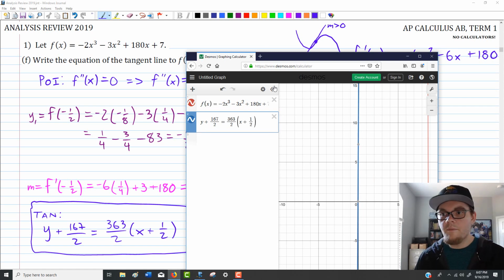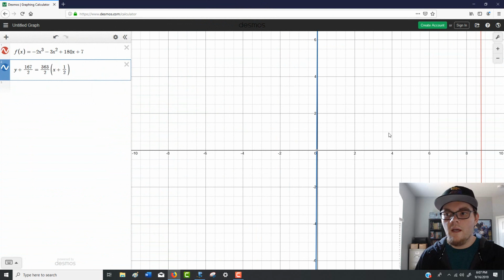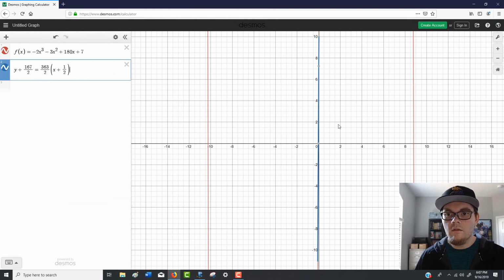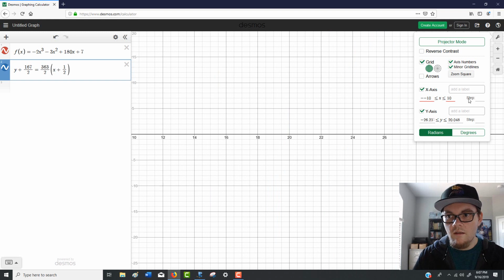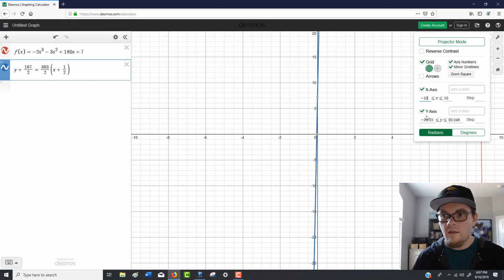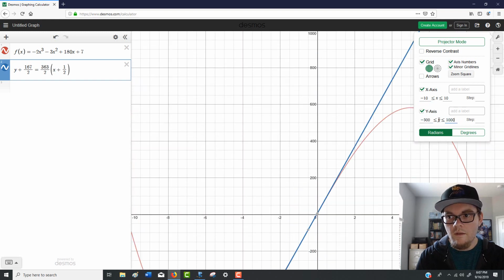Now let's see. So now this picture looks terrible. Let's see what we got here. Can we tell anything? We cannot. So let's see if we can make this thing bigger. Okay, we know where those mins and maxes are. Let's go negative 10, 10. Okay, we got that. 300, 1,000.